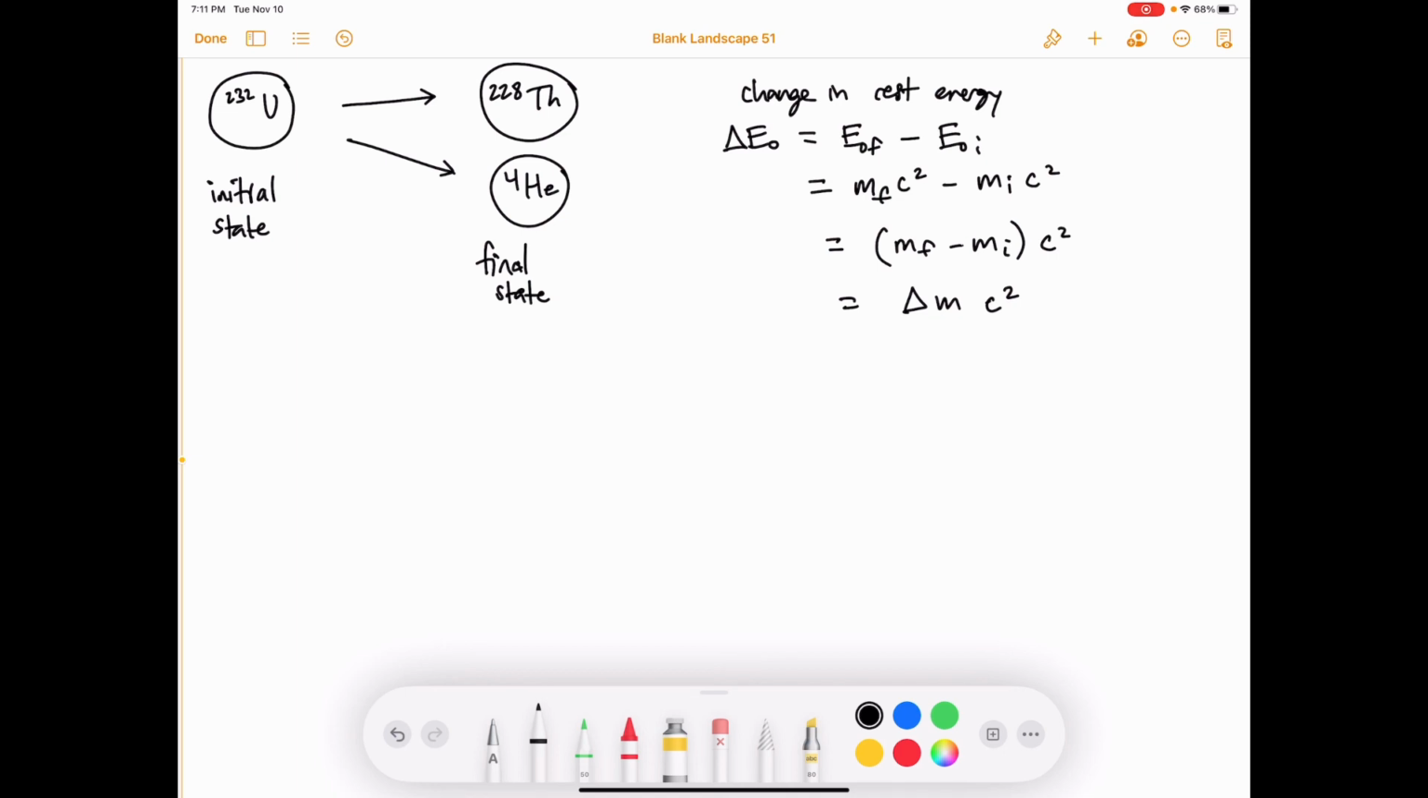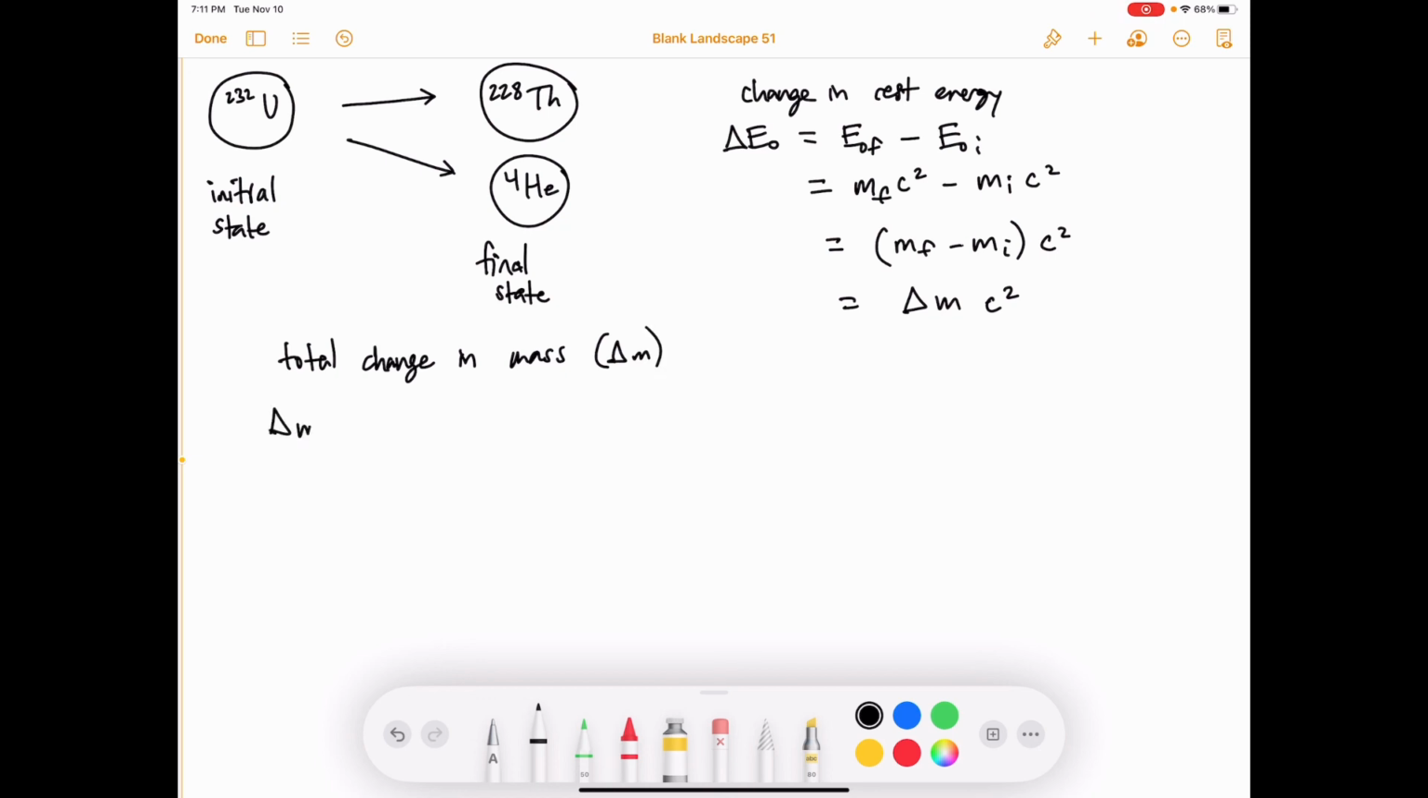So that's the idea. The total mass that we have in our system changes between the initial state and the final state, and we can calculate that change. And that's going to lead to a change in the rest energy. Okay, so now let's calculate the total change in mass, delta M.